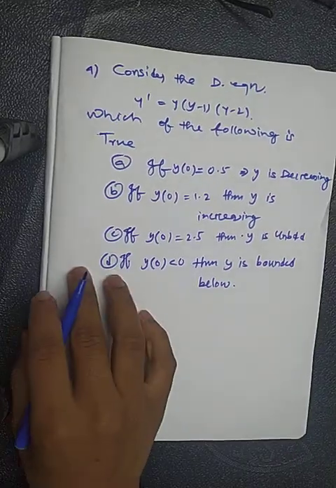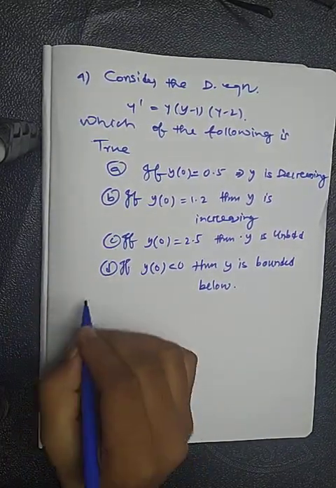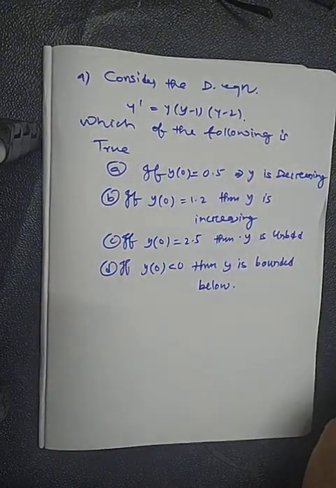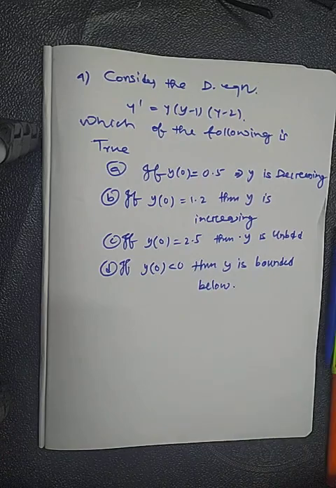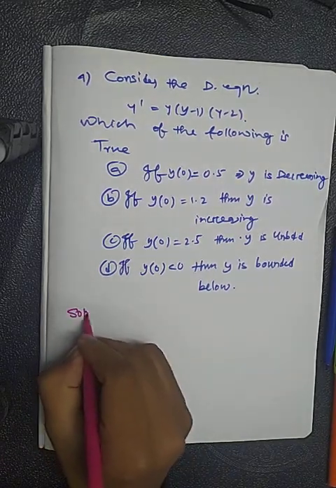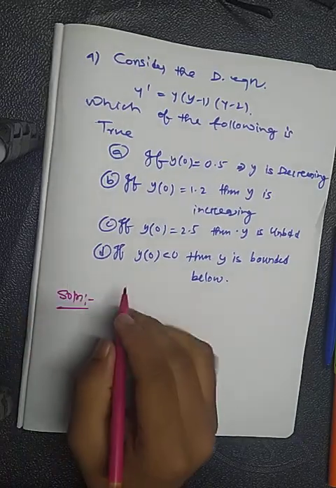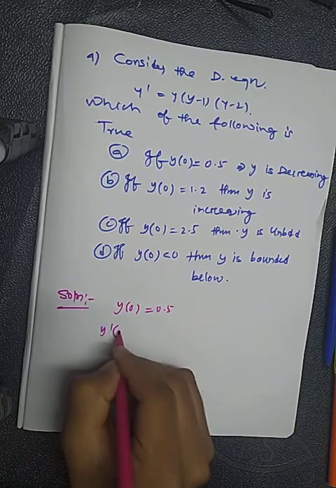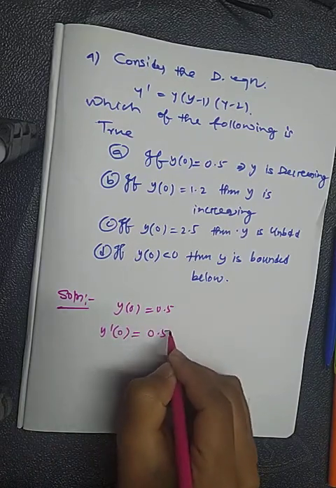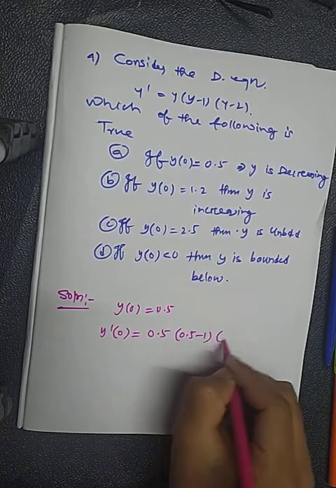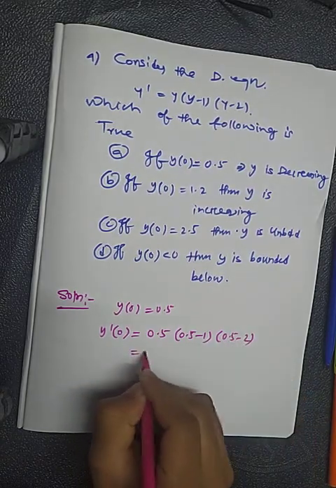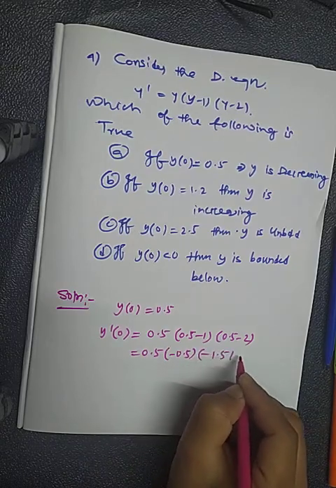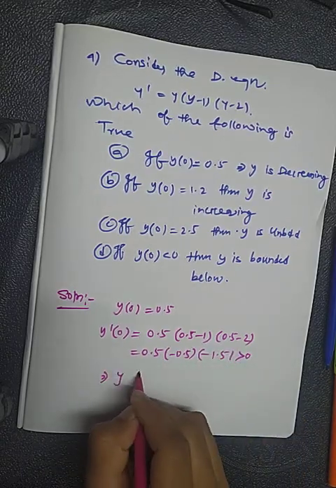So that's what is important. Now the solution, we will try to find the solution. If y of 0 is equal to 0.5, then y dash 0 will be equal to 0.5 minus 1 into 0.5 minus 2, that is 0.5 into minus 0.5 into minus 1.5, which is greater than 0. This implies y is increasing.